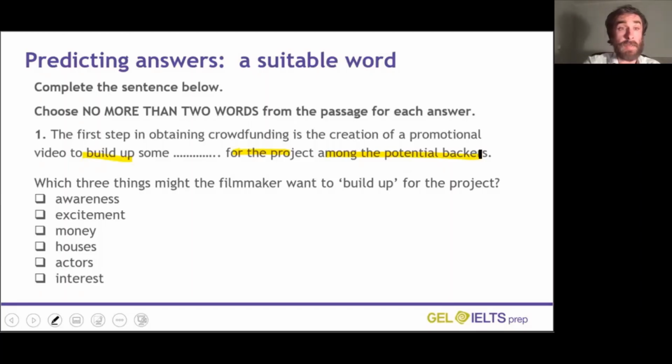So we could build up awareness, we could build up excitement, and we could build up interest. The other three options don't fit with the word build up and among the potential backers. So now we have an idea of the type of word we should be looking for in the text. Those three options, awareness, excitement, and interest, will not necessarily be the correct answer, but they fit into the category of the kind of word we should be searching for in the text.